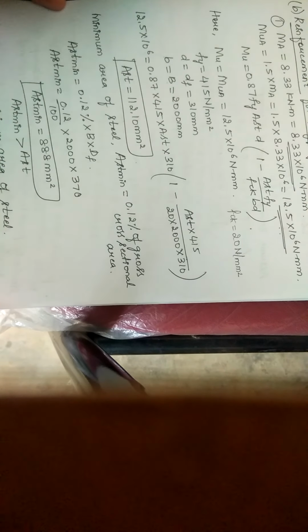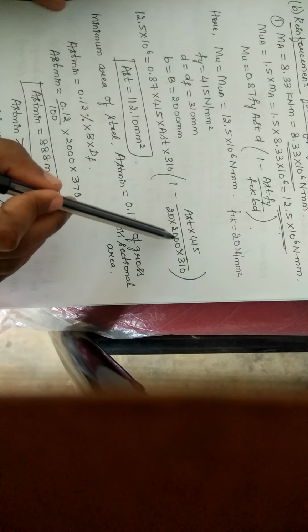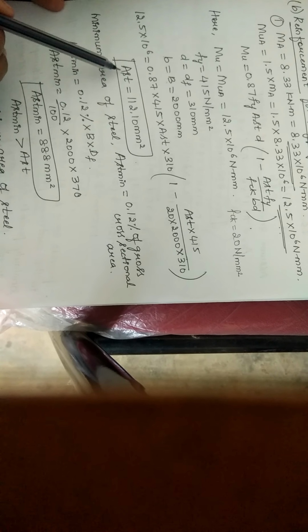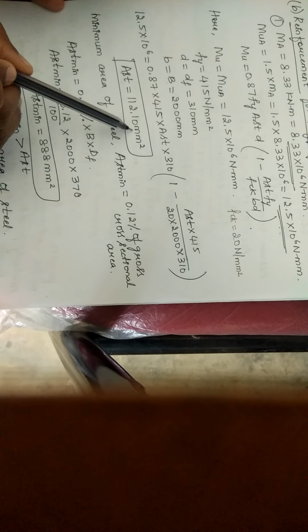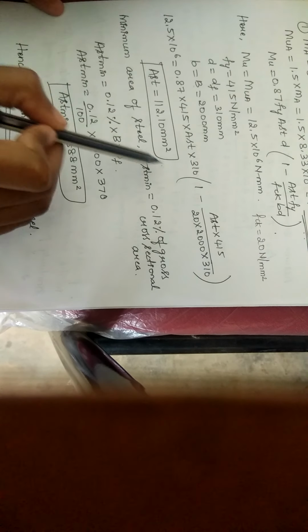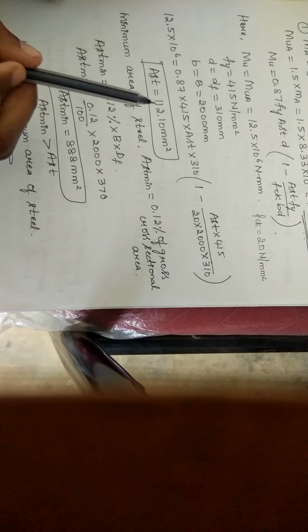Once you have got the values of all the variables, you need to substitute them in the above equation and then simplify this with the help of your calculator. Once you simplify it, you will be getting the value of AST as 112.10 mm square. Now, this is the required AST. Now you need to check whether the AST is satisfying the minimum AST or not.